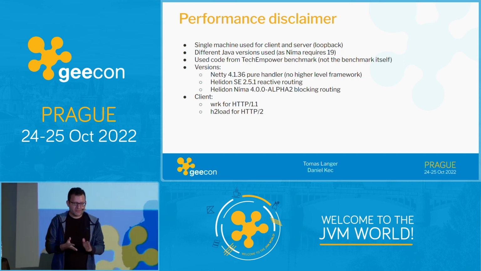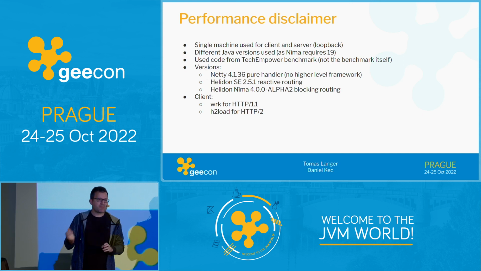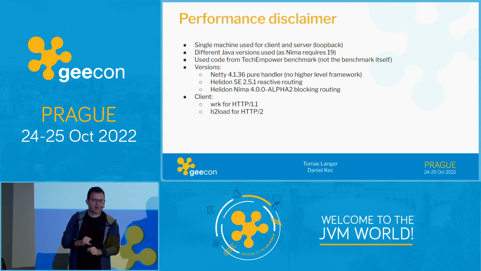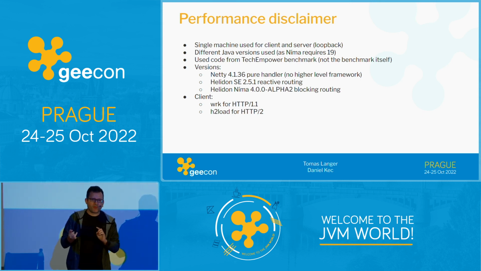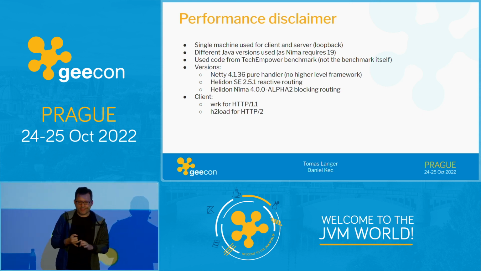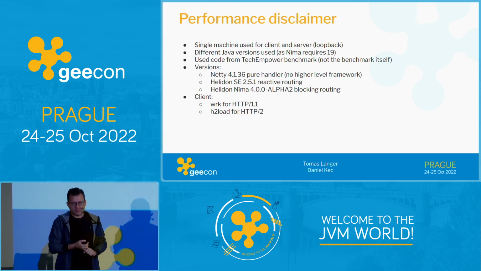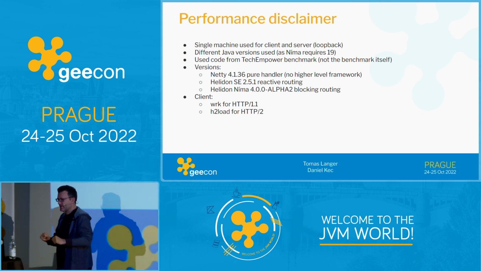The clients that we use for HTTP 1.1 is the same client that is used by the TechEmpower benchmarks, which is WRK, which uses both. We have tests both with pipelining and without it. And for HTTP2, we use H2Load. So now let's get to the numbers.